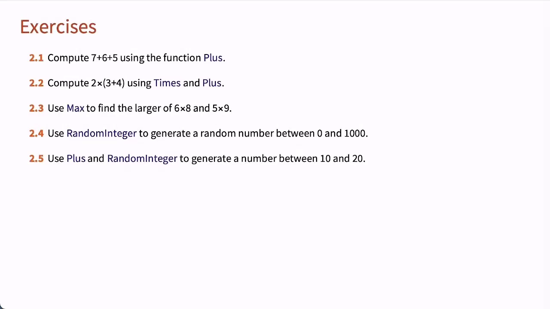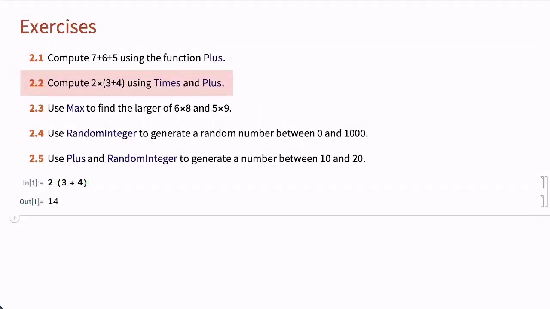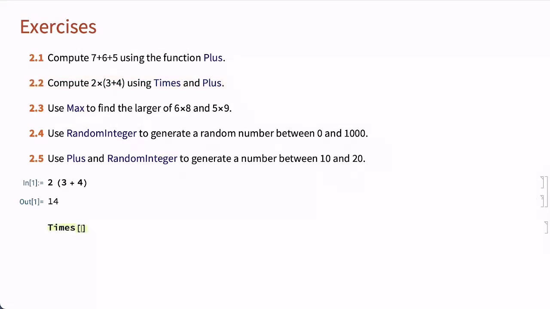Here are some of the exercises from this section. A good way to get some practice with Wolfram language notations is to try doing familiar calculations such as elementary arithmetic using function names in square brackets. For example, exercise 2.2, compute 2 times 3 plus 4 using times and plus. This can be done by entering an input that uses the times function rather than the multiplication operator and the plus function rather than the plus sign.